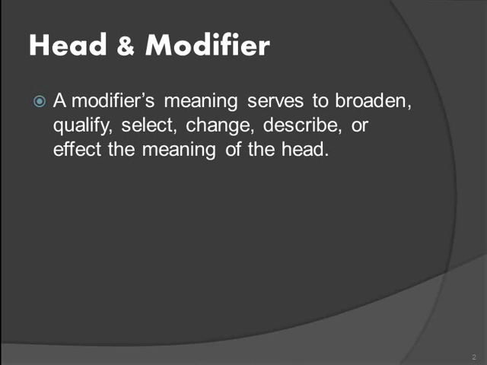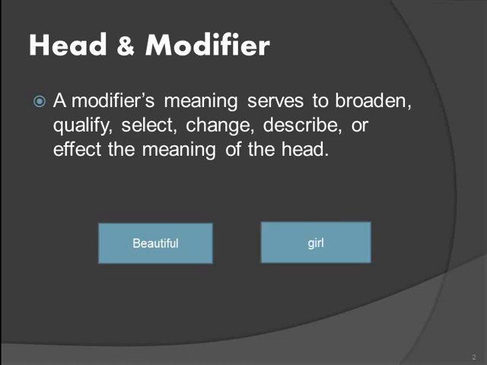Take an example. Okay, I'm going to show you a Chinese boxes. Beautiful girl. So beautiful girl is a phrase. Frasa. What is phrase? I hope you still remember what phrase is. Phrase is a group of words which has one head and one or more modifiers.